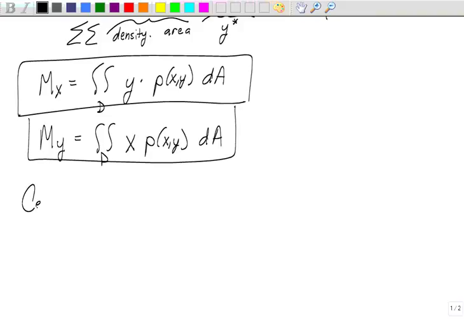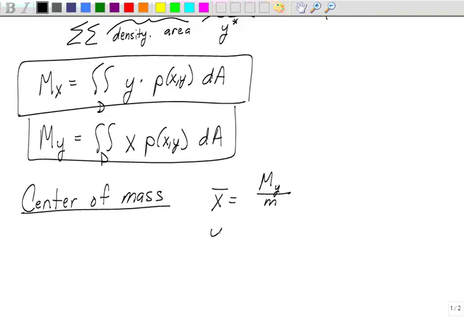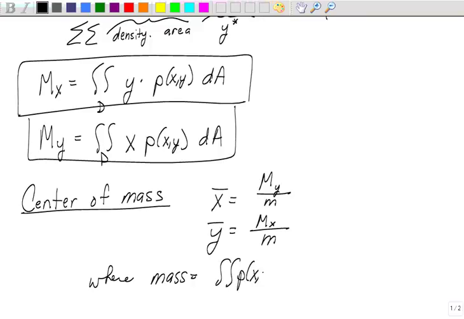And then the center of mass is defined to be x bar, the moment with respect to the y-axis over the mass, and y bar is the moment with respect to the x-axis over mass, where, if you recall, mass is the double integral of density, which we use rho for, times the area of the rectangle, and we do a double integral to get that.